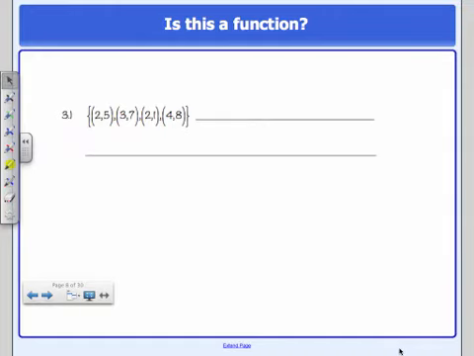Okay, so let's look at number 3. I want you to try this one on your own, see how you do, and determine whether or not this is a function. Go ahead, press pause, and then come back to me when you're ready to go.